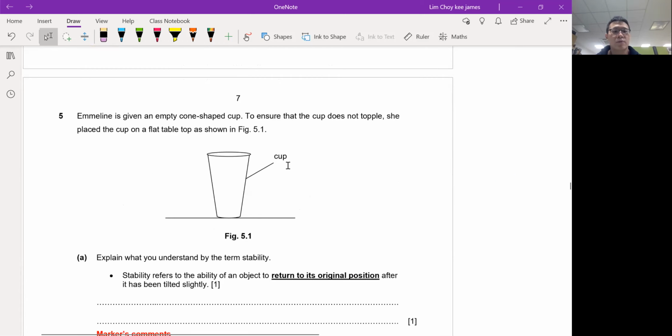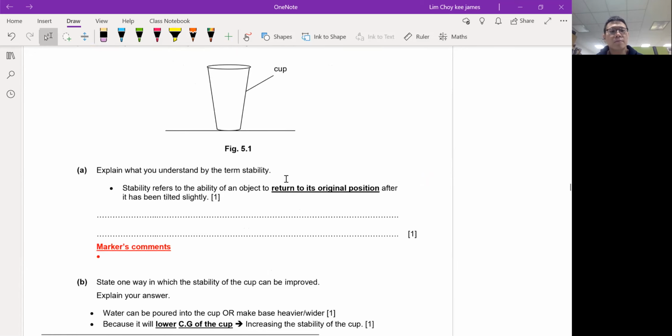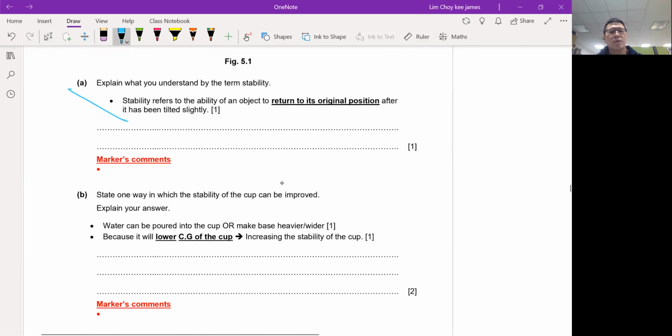Emily, now question 5, cone shape. Okay, you want a cup, not a topper. Okay, so standard definition, please memorize them. Now, stability, improve stability. Remember, there's two common reasons: to lower the CG or to broaden the base.